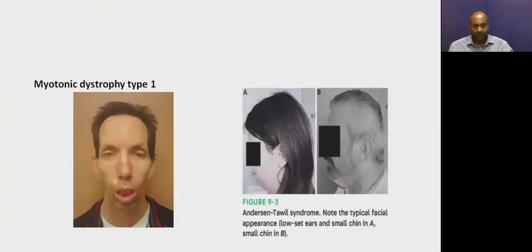The first picture is of a patient with frontal balding and a little bit of ptosis. This is a classic picture of what you see in myotonic dystrophy. The second picture shows the typical facial appearance in a condition called Anderson-Tawil syndrome. They have low set ears and a small chin.